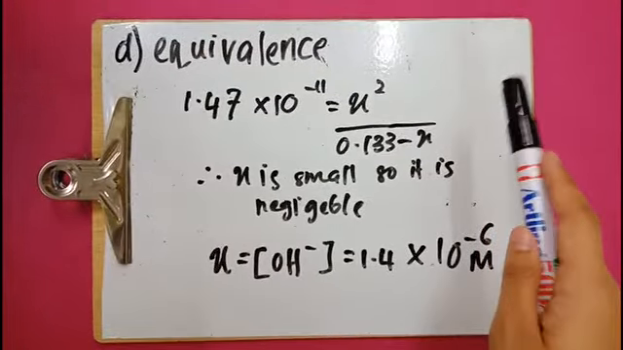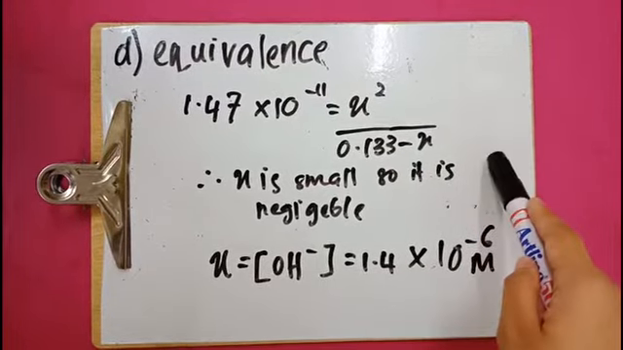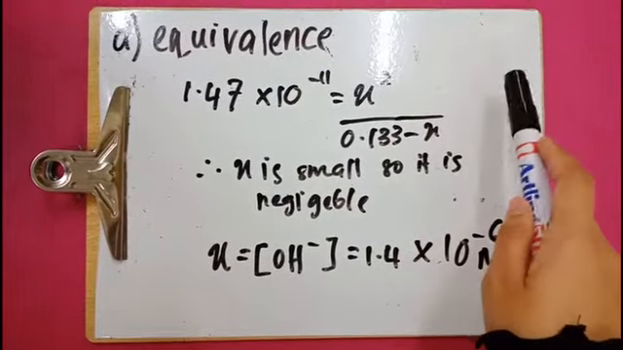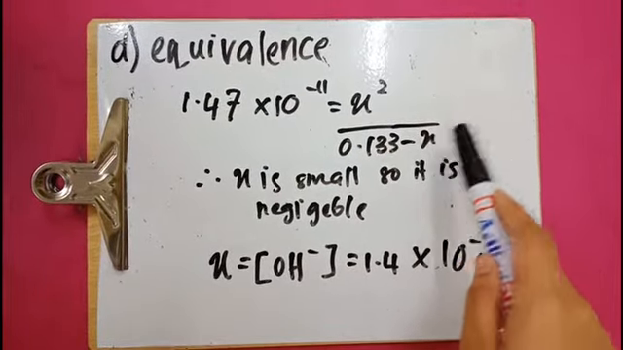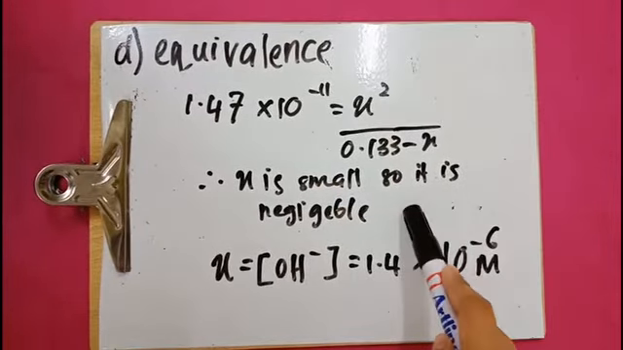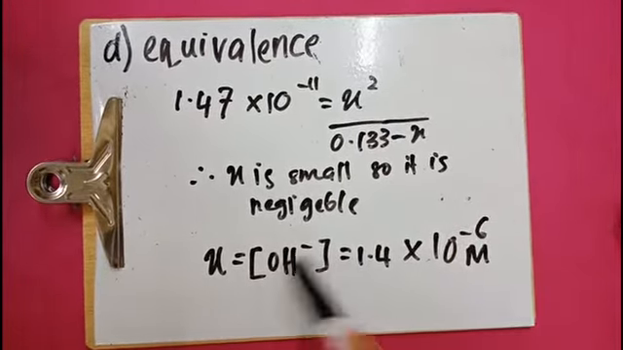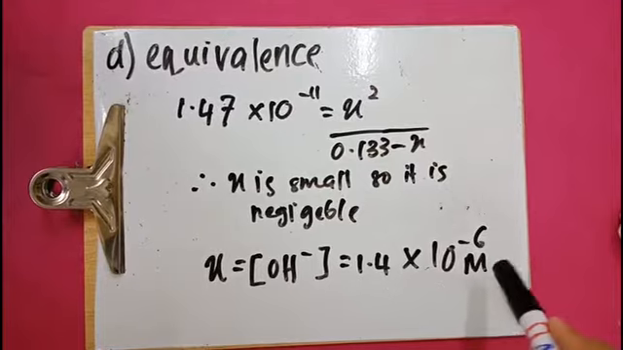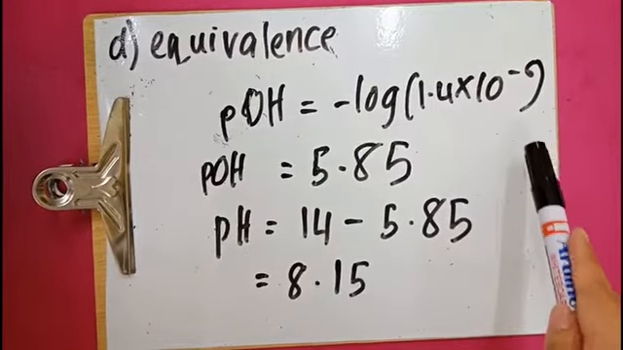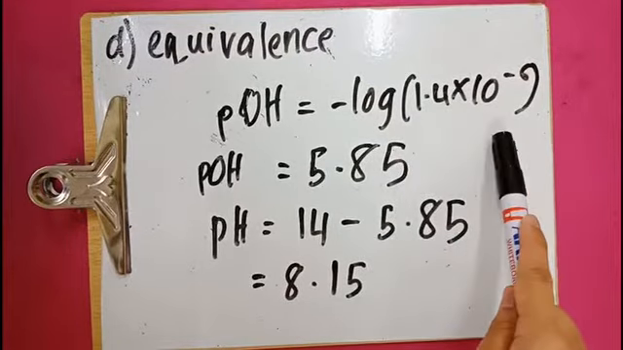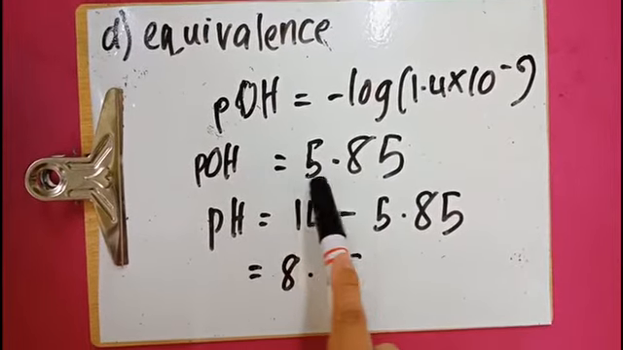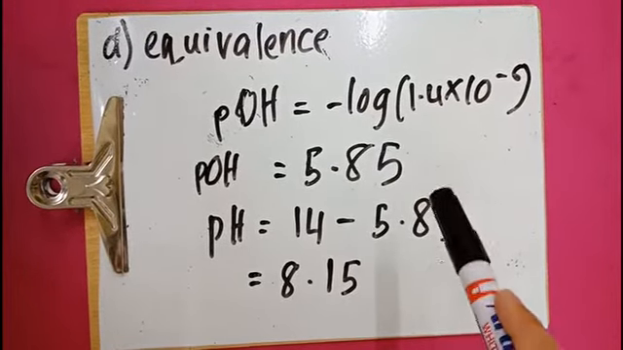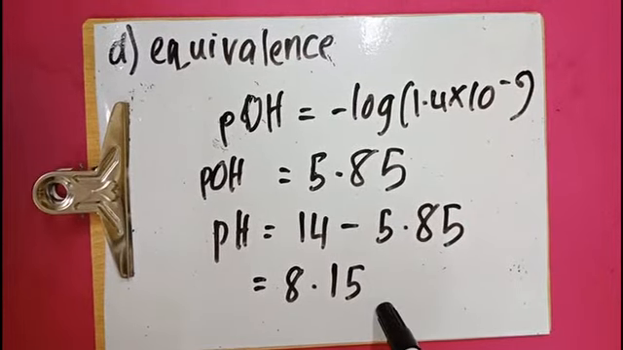We use the formula Kb equals product over reactant. So the Kb is 1.47 times 10 to the power of negative 11 equals x squared divided by 0.133 minus x. The x is small, so it is negligible. We calculate x, which is the concentration of OH-, and get 1.4 times 10 to the power of negative 6 molar. Then pOH equals negative log of the concentration of OH-, and we get pOH equals 5.85. To find the pH, we subtract 5.85 from 14, and we get 8.15 as the pH.